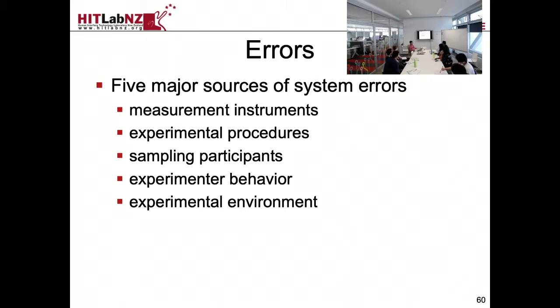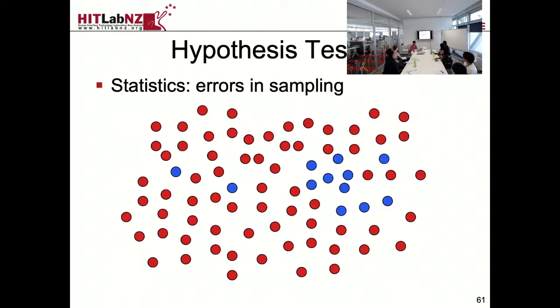And the experimenter behavior: if I always handle participants in a very rude way, then maybe it will create another bias. And the experimental environment: if you run your experiment in a very noisy area, like a construction area, making a lot of noise, then it will impact the participant and the result very negatively.